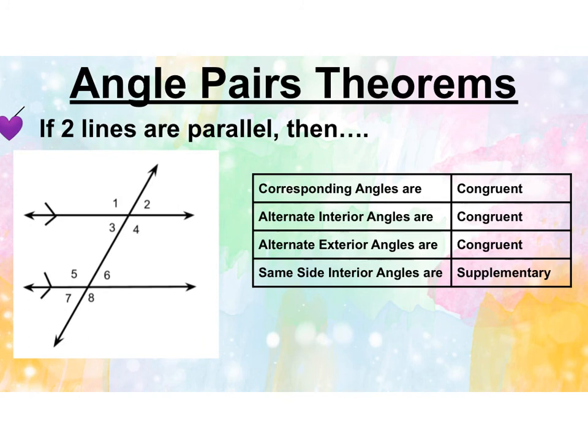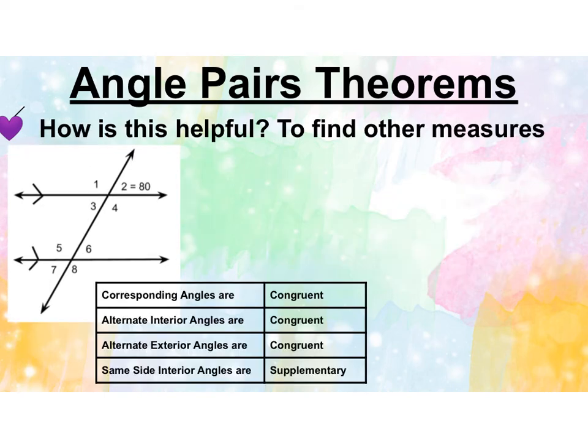So to recap and look at all 4 of those together, if 2 lines are parallel, corresponding angles, the ones in the same spot, are going to be congruent. Alternate interior angles are going to be congruent. Alternate exterior angles are going to be congruent as well, but same side, those are a little bit different. Those are going to be supplementary. How is this helpful? It will help us find other measures.